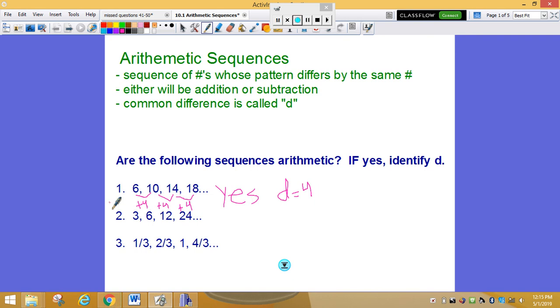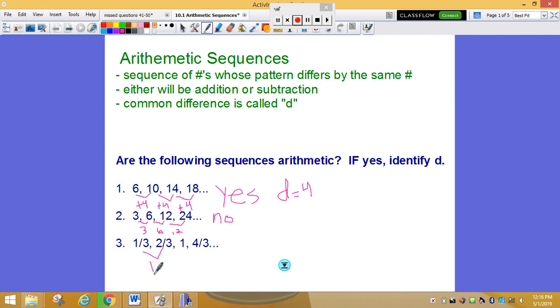All right, let's do number 2. From 3 to 6, I add 3. From 6 to 12, I added 6. From 12 to 14, I added 12. Did I add the same thing? No. And if it's not arithmetic, then there is no D.